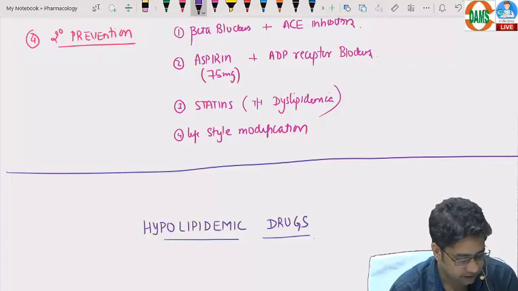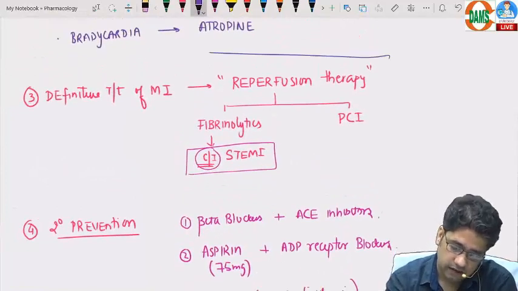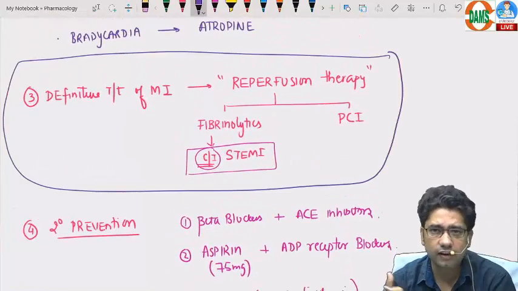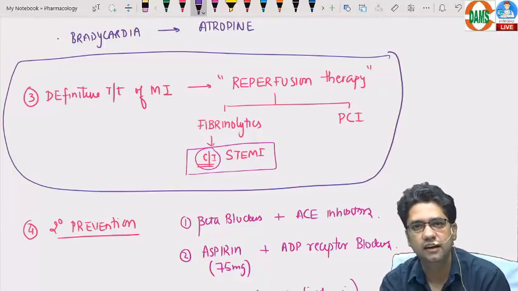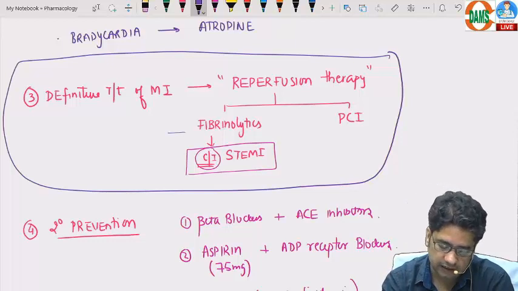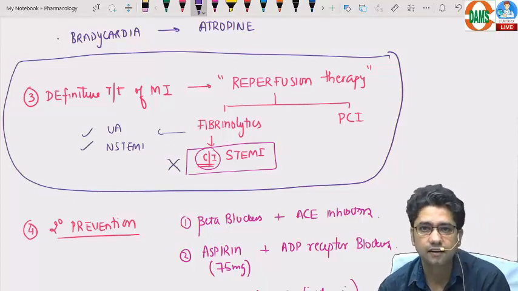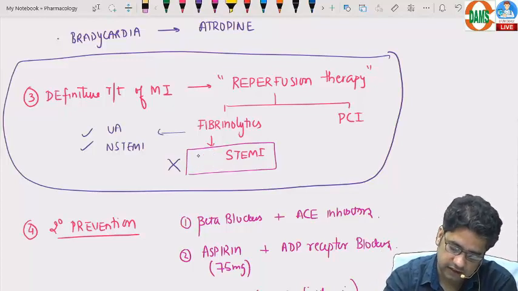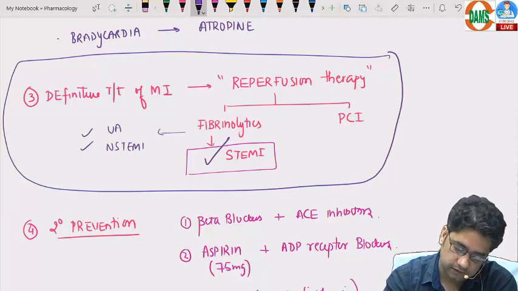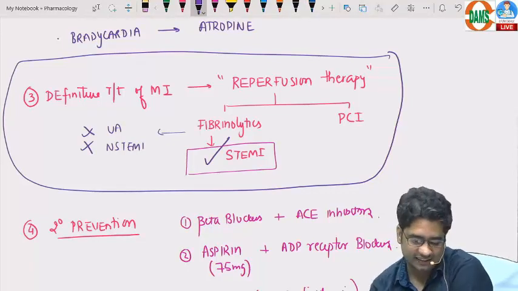In NSTEMI we give beta blockers, we don't give fibrinolytics in STEMI. अभी हम लिख चुके हैं ना, we have already discussed reperfusion therapy. So there is no point of writing everything again. You already know that fibrinolytics are only given in unstable angina and NSTEMI. We don't give in STEMI, है ना? Oh, I'm really sorry. Yes, they are given in cases of STEMI. They are not given in cases of NSTEMI. Yes, you are right actually.